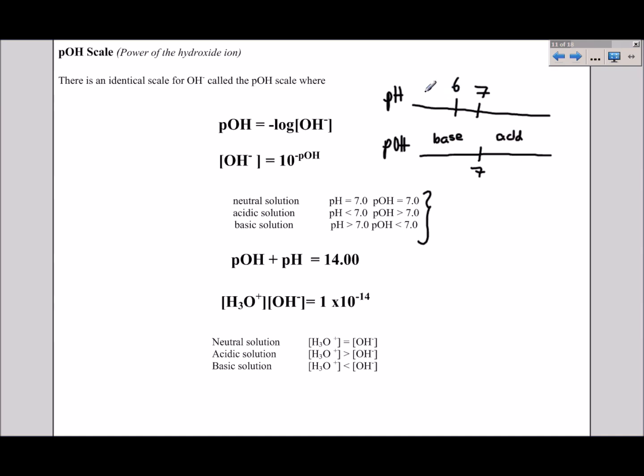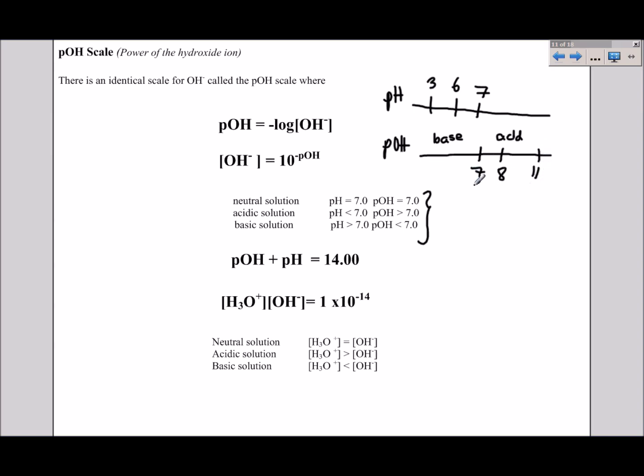So if we look at this, we can see, okay, well, if we've got a pH of 6, that's slightly acidic by 1 pH unit. So on the pOH scale, you're going to have a value of 8, so that it is slightly acidic. If we had a pH of 3, 4 units away from being neutral towards the acid side, my pOH in this case is going to have to be 11.